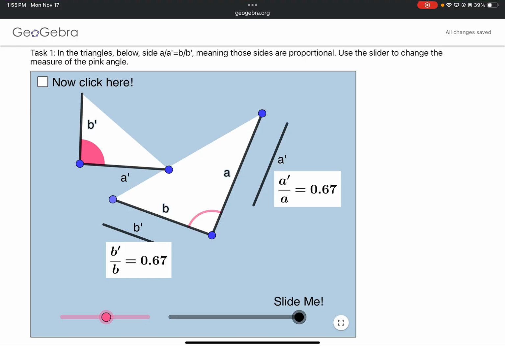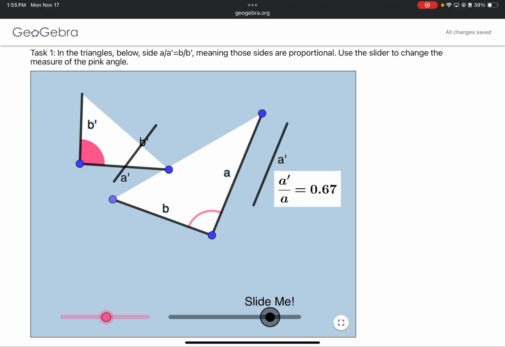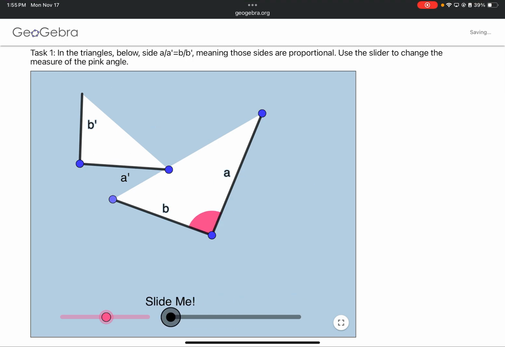But for our purposes, what I want you to know is that A prime goes with A, B prime goes with B, and I created them a certain way so that their ratios would be the same. Meaning, if I put A over A prime, I get the same thing as B over B prime. Those 2 sides are proportional. Let's look at our pink angle. If this pink angle gets bigger, this angle right here is going to get bigger. They're going to match no matter what.